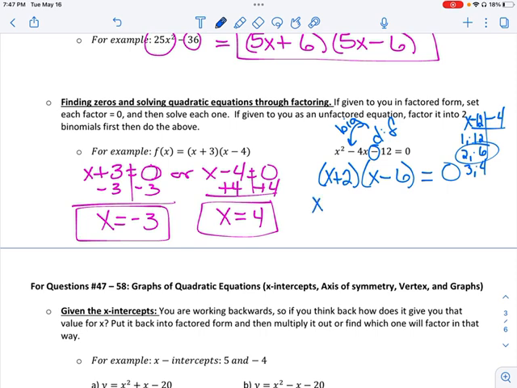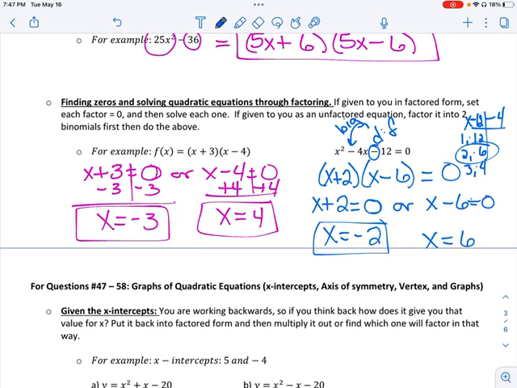Now we take those, set them equal to 0, and now we solve those, and that's going to get me x equals -2, or I solve the other one by adding the 6, and that's going to get me x equals 6. And that is how we do our factoring or finding our zeros, our different forms of factoring, and solving a quadratic equation using the factoring method.